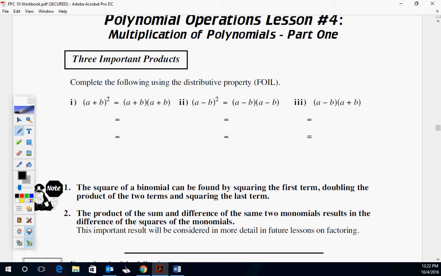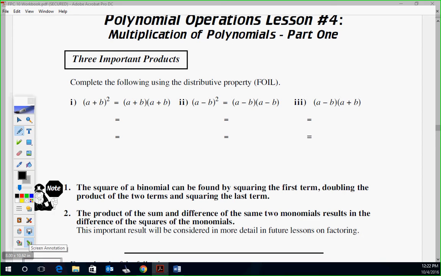So when you're doing a plus b times a plus b, you'll see you get a squared plus ab plus ab plus b squared. Okay, combine your like terms, you get a squared plus 2ab and then plus b squared. Okay, and then when you do this one, you get the same exact thing, but it's minus ab's instead of positives. And so then you get a squared minus 2ab plus b squared.